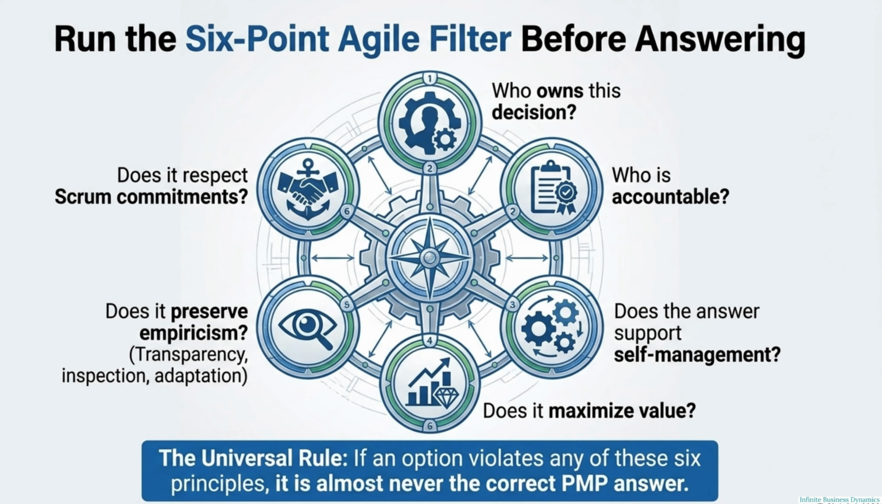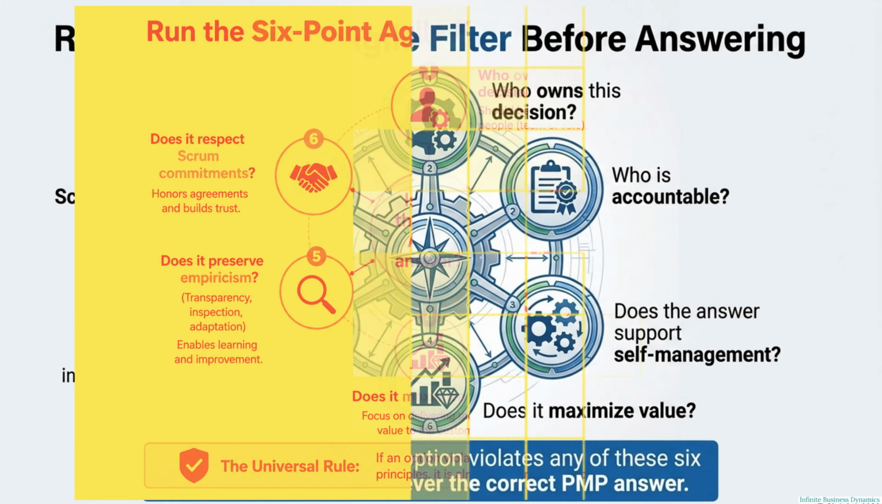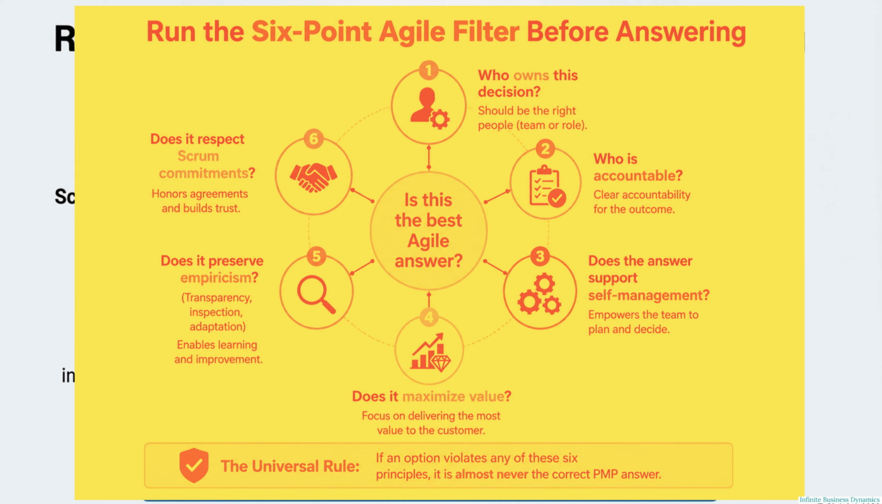Number 1, who owns this decision? Make sure you aren't crossing those strict accountability borders. Number 2, who holds the accountability here? Number 3, does the answer actively support the team's self-management, or is someone trying to manage people instead of enabling them? Number 4, does it maximize product value? Number 5, does it preserve empiricism, meaning are we relying on transparency, inspection, and adaptation? And number 6, does it respect our Scrum commitments like that lock and key rule we just discussed? If an exam option violates any of these 6 principles, just toss it out. It is almost certainly the wrong move.